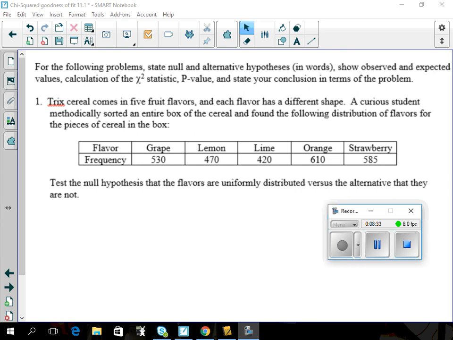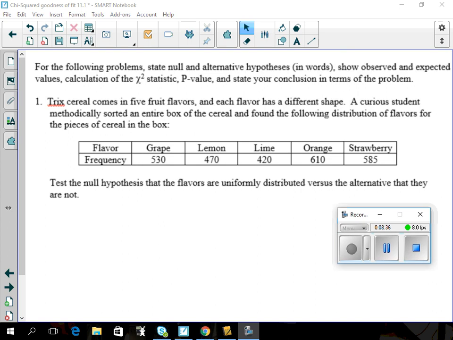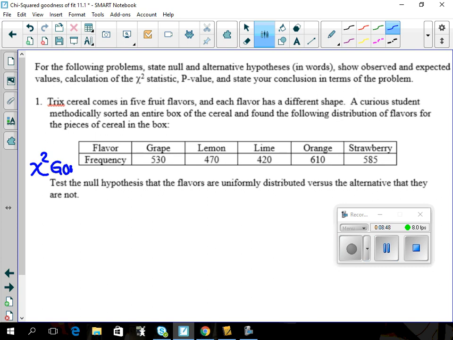Okay? All right, good. So let's look at the state. So we know in our state we have to name the test. Why is it chi-squared goodness of fit? Well, because I have one variable, and that variable is color. Now, there are 2 things that I can look at. I can look at something called a uniform distribution.